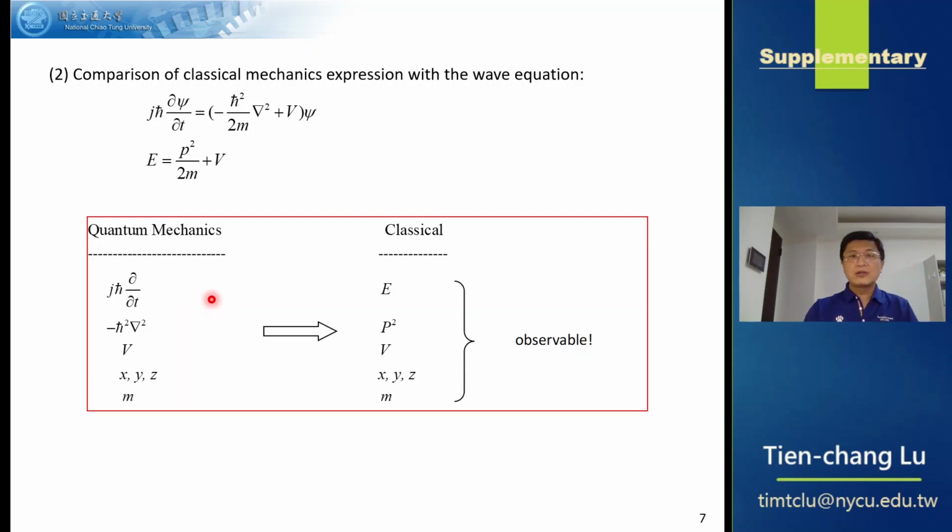Similarly, if we are going to observe the momentum squared, we can use minus h bar squared times the Laplacian acting on the wave function. This gives us the square of the momentum. And V is the potential function, and x, y and z, and m is the mass of the particle. So V, x, y and z can also be operators.